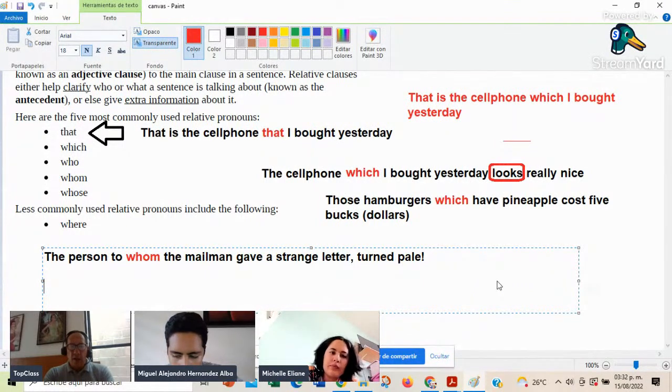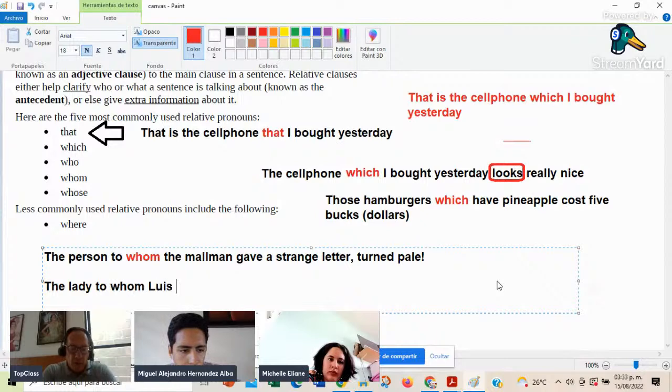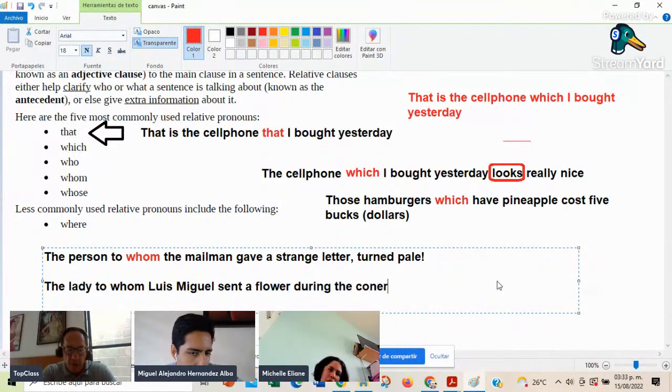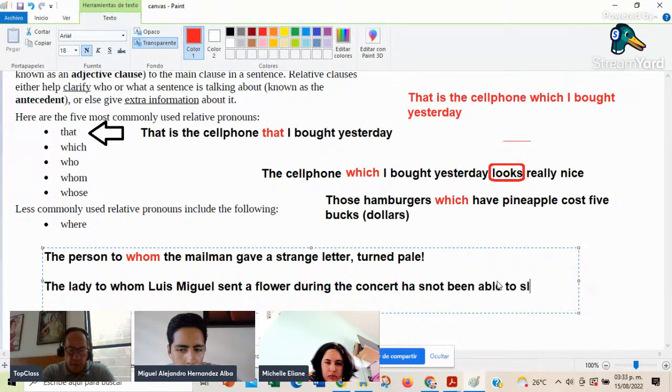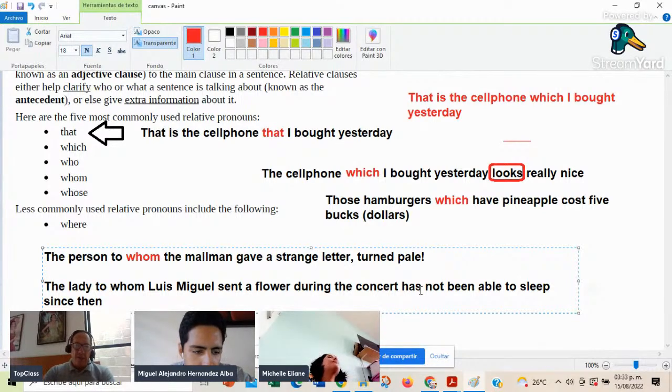Okay, very good. Now let's see. The lady to whom Luis Miguel sent a flower during the concert has not been able to sleep since then. Okay, it's just a joke, of course. Can you read this, Mickey, please? The lady to whom Luis Miguel sent a flower during the concert hasn't been able to sleep since then. Okay. Since then, desde entonces. Right? To whom is a quién, right?